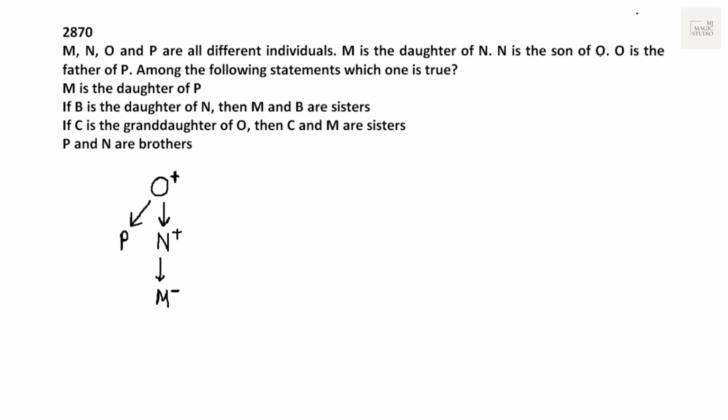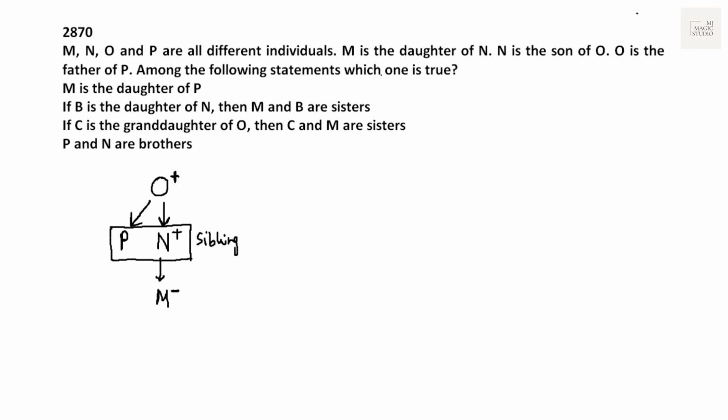N is son of O, that means O's son is N and O is also father of P. Now we don't know what is the gender of P because it's only written O is the father of P. P can be male or female. But it is clear that P and N are on the same level. That means P and N are siblings. They can be brother or sister. We don't know the gender of P.